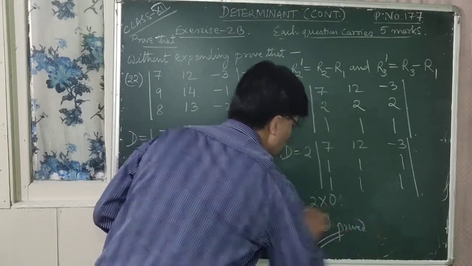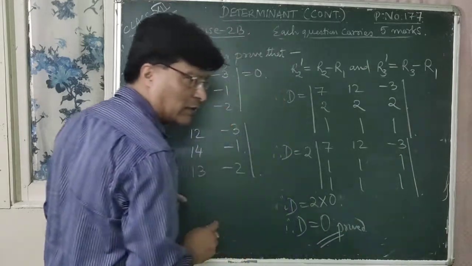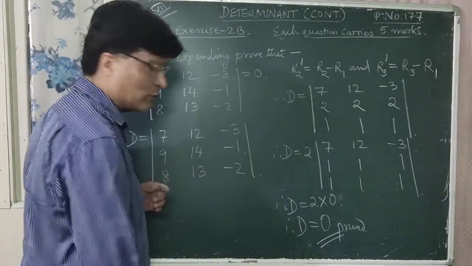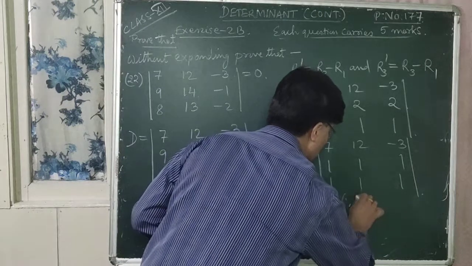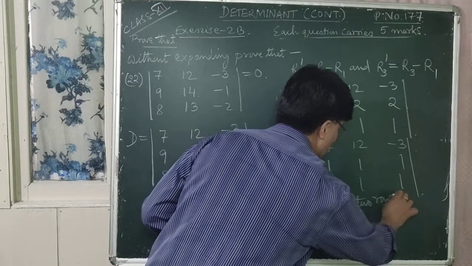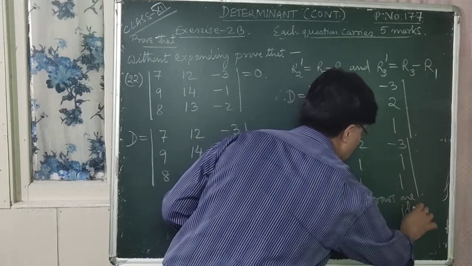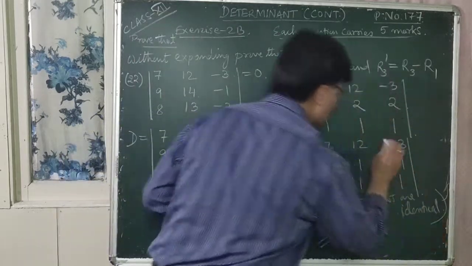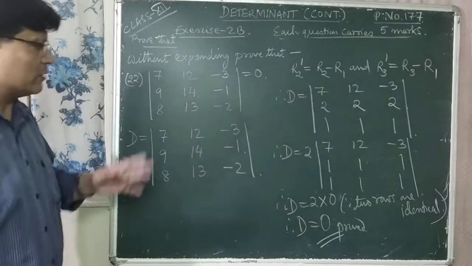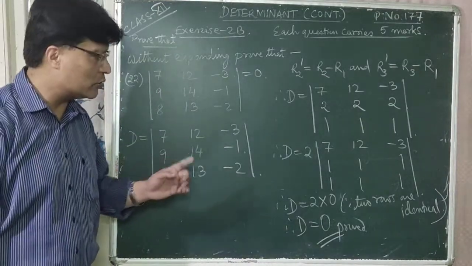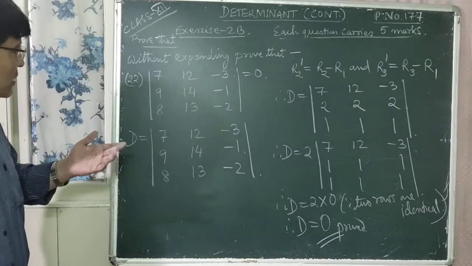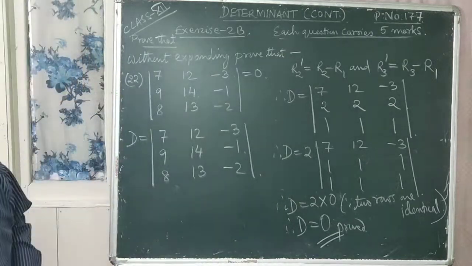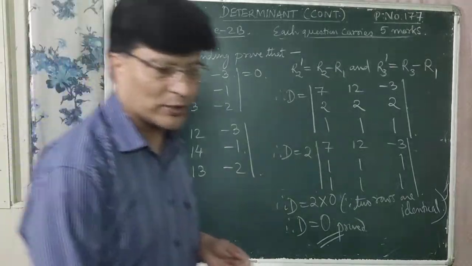Proved. Right? So what is the reason here? Why is the value of the determinant 0? Since 2 rows are what? Identical. Since the 2 rows are identical, the value of the determinant is 0. So 2 into 0 is always 0. So we prove this, number 22. Okay. So let's do the next question.